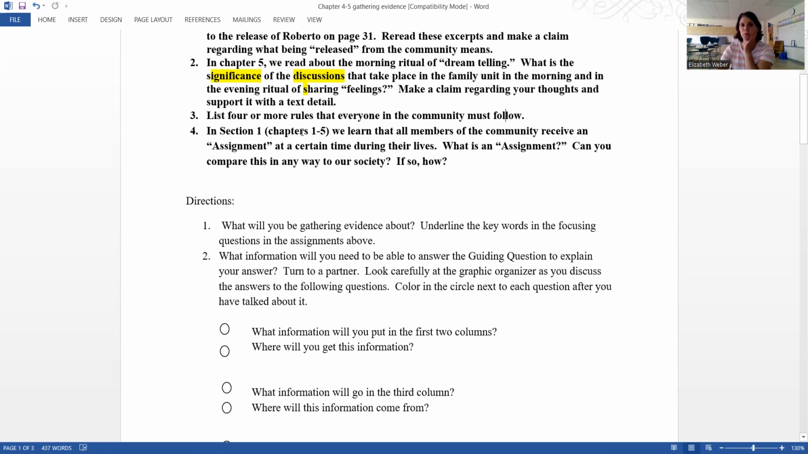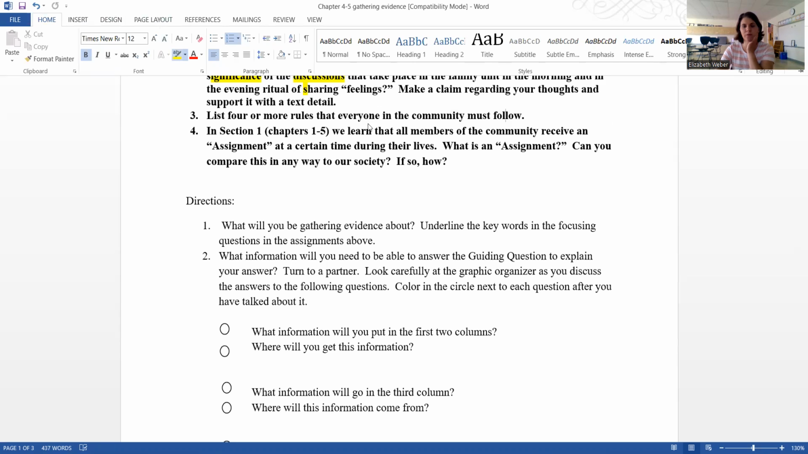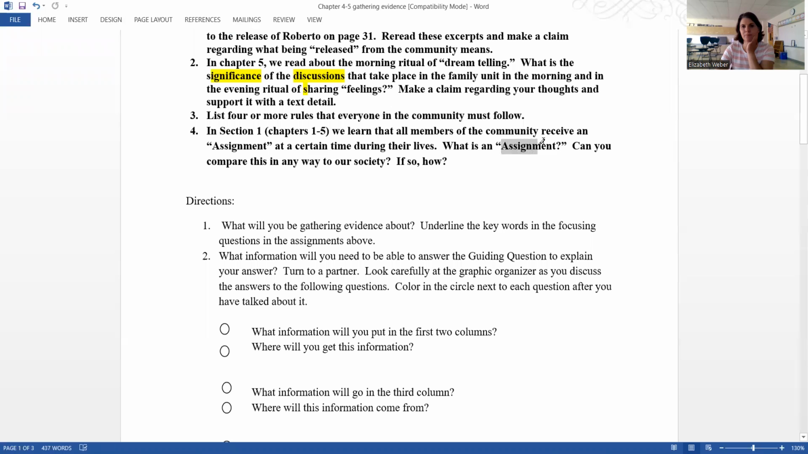In section 1, which is chapters 1 through 5, we learned that all members of the community receive an assignment at a certain time during their lives. What is an assignment? Can you compare this in any way to our society? If so, how? Let me try my highlighter again, see if it's going to work for me. Obviously, we're going to explain what an assignment is in a community.